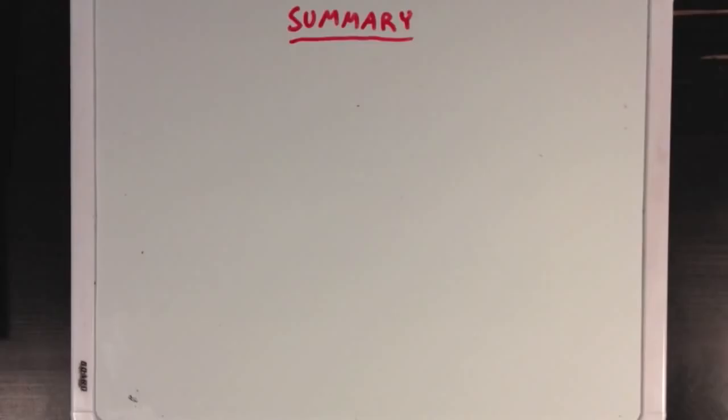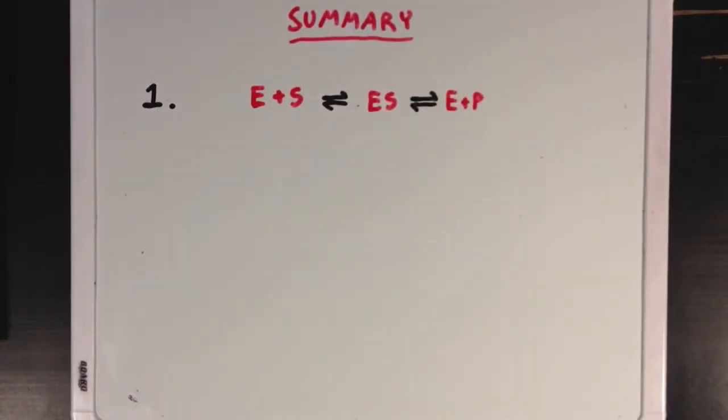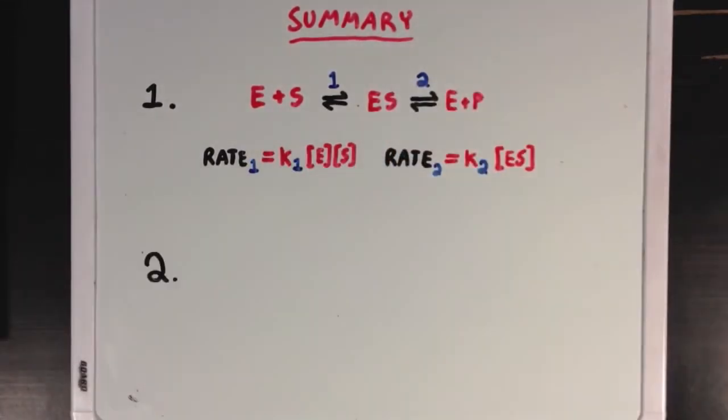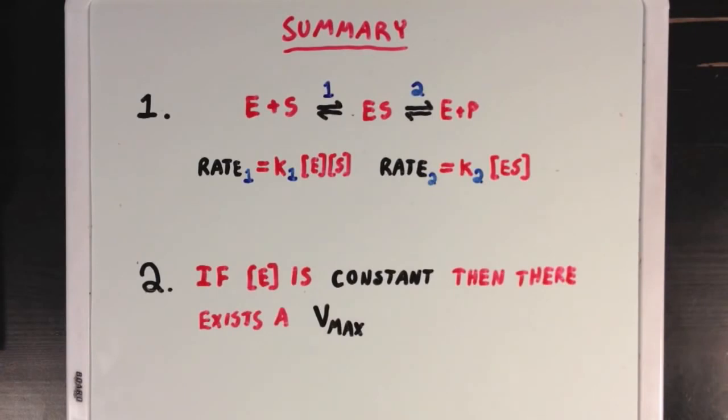So what did we learn? Well, first we learned that we can classify enzyme catalysis into 2 important steps. The first is that the enzymes bind the substrate, and then second, the formation of product. And we talked about how each of these steps has a distinct rate. Second, we learned that if we keep the enzyme concentration constant, then there will be a maximum speed Vmax for that reaction.